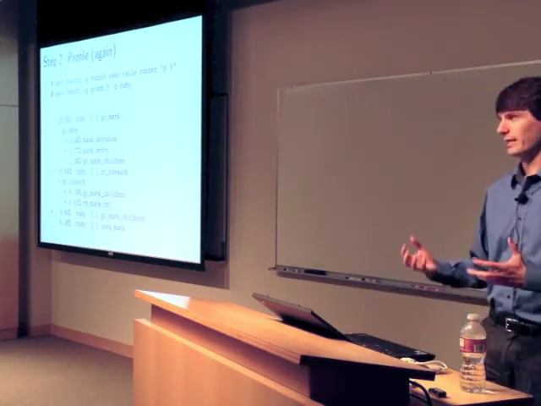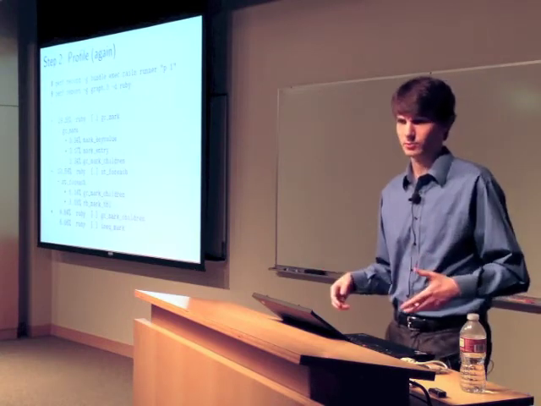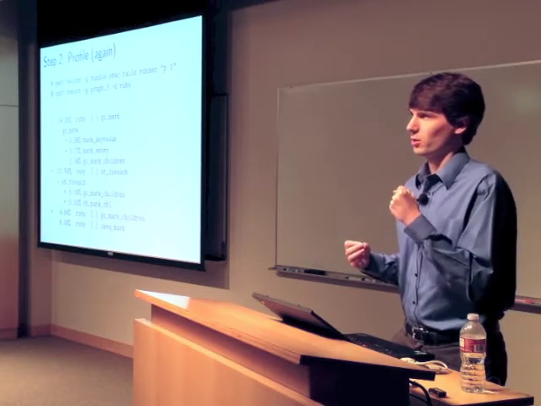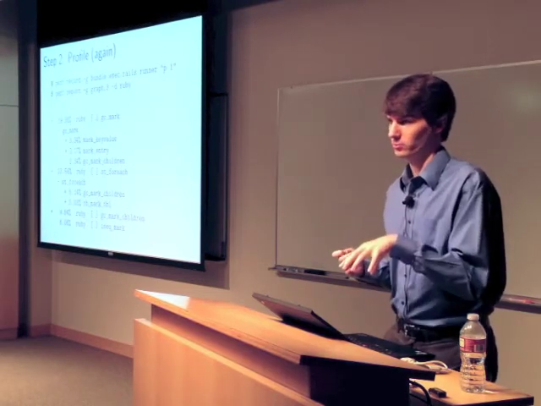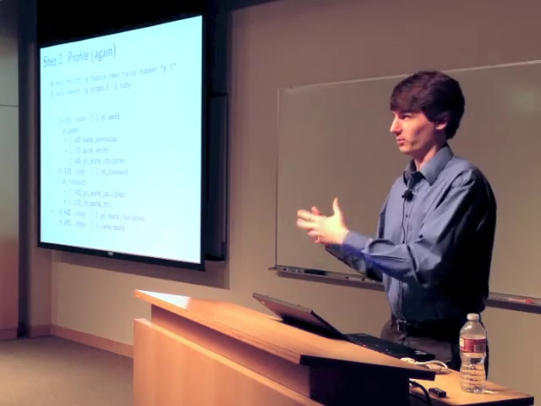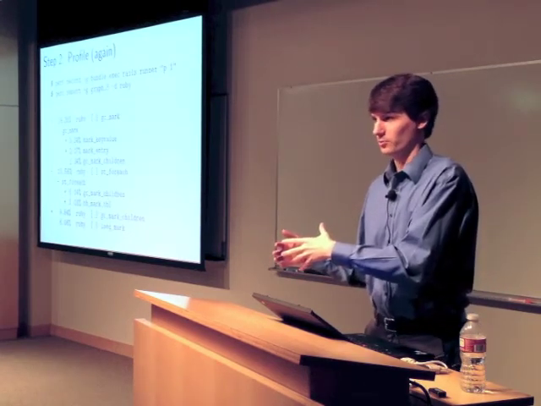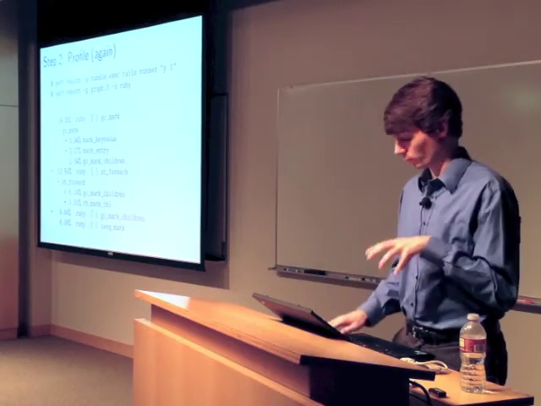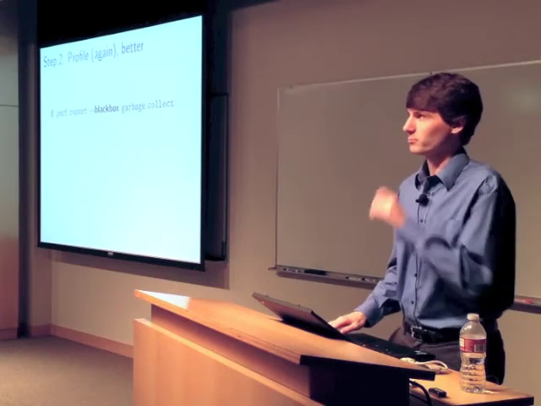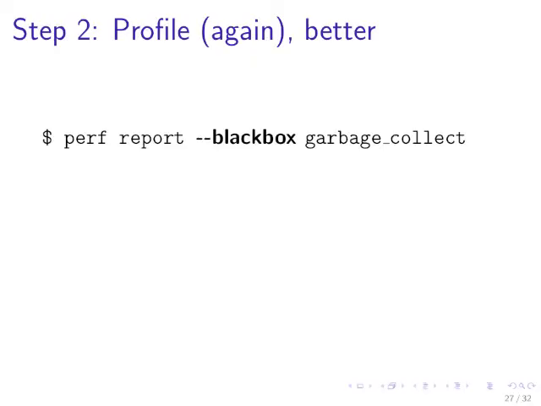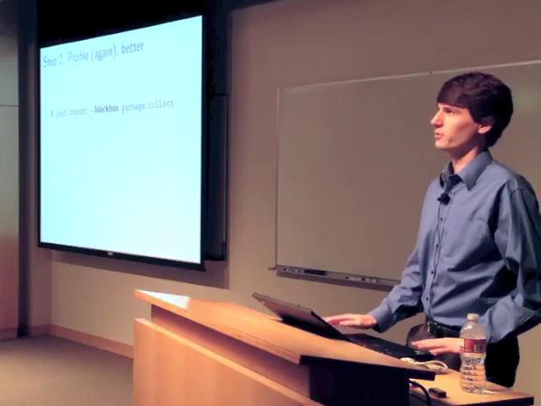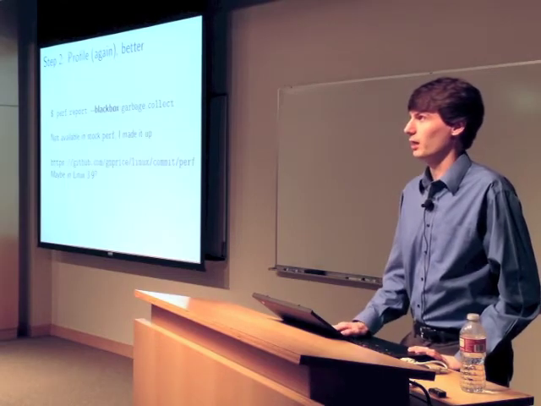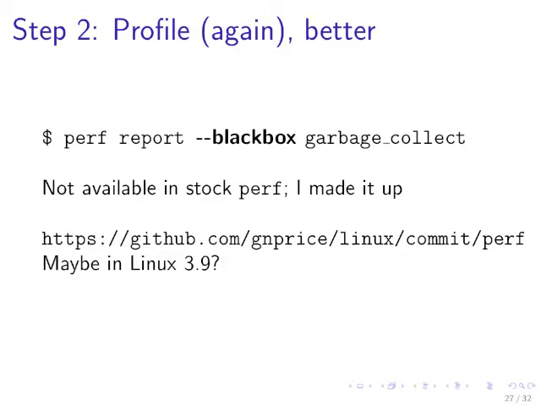And unfortunately, we can't really read off from this why we're spending so much time in the garbage collector. We really want to know what is causing the calls into the garbage collector that are so slow. Alternatively, we could try to make the garbage collector faster, but that seems like a bigger project. So leave that for another day. We want to know what's calling the garbage collector with these really long calls. Fortunately, there is an option to perf that can do this. It's not an option up in perf because I made it up in order to solve this problem.